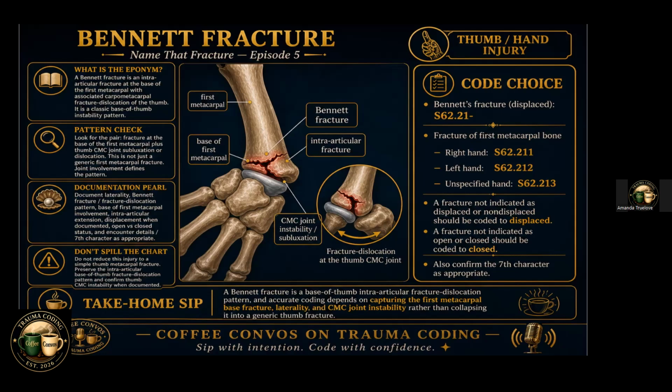Now we have our code assignment for Bennett fractures in S62.21 subdivision of the code. And then, of course, we have that laterality, right, left, and is 1 and 2, respectively. And then in those situations where we have the less than desirable documentation situation, so they don't tell us, we have 3 to represent that unspecified hand when we don't have that laterality.